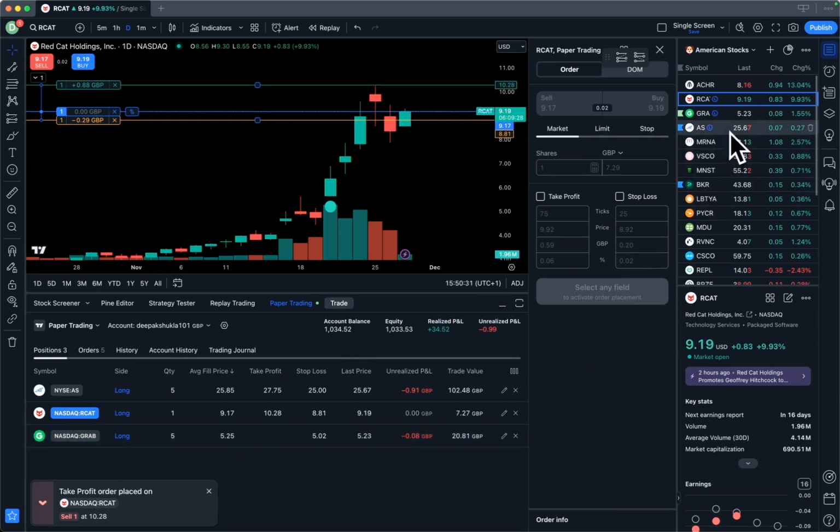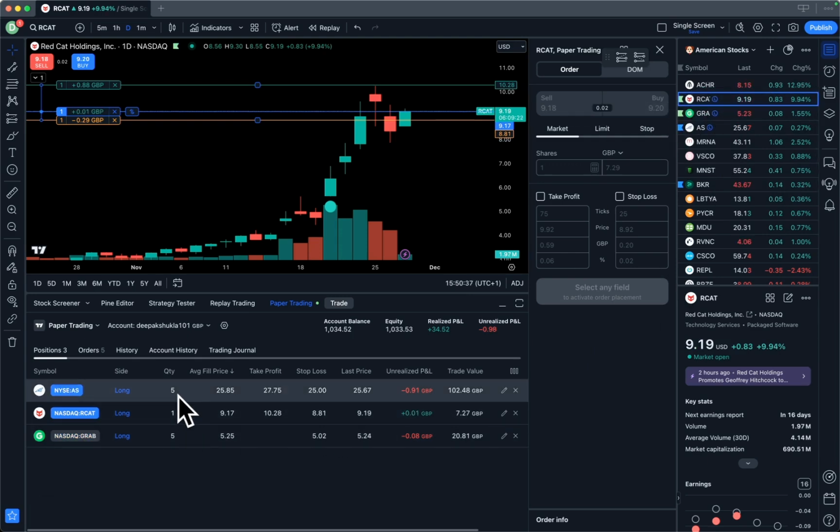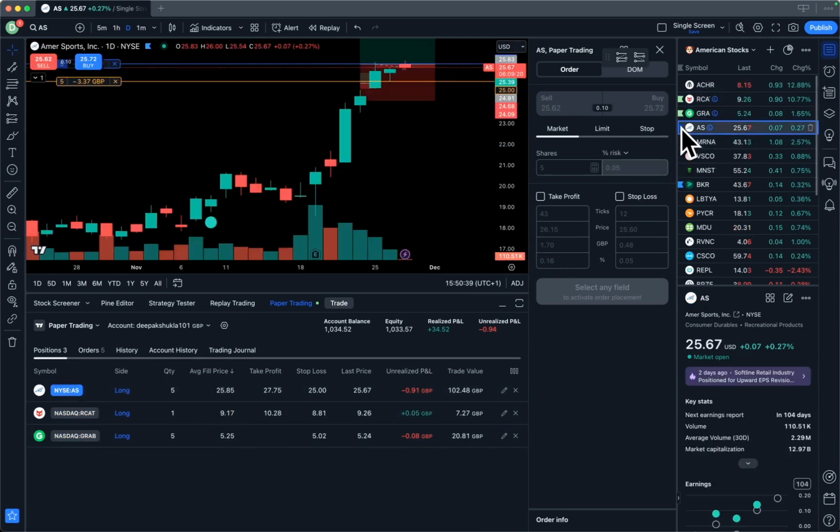They're all down at the moment, to be honest with you, which isn't great, but we're in this trade. So we go green because we're in this trade. So if we go to NYACS, we're in this trade as well, so that's green. So we'll have a look at a potential 4th trade.